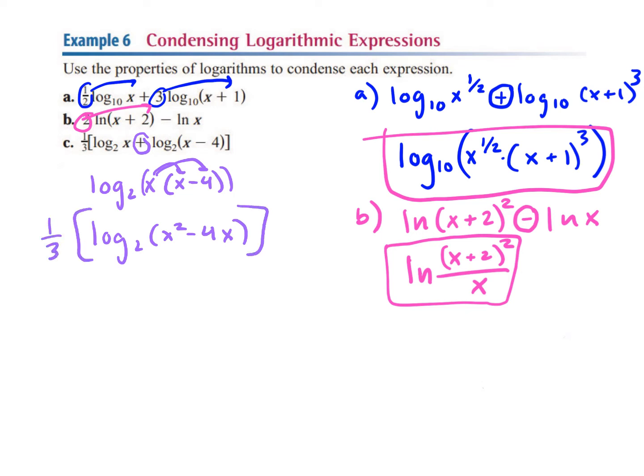And I have that 1/3 outside. What can I do with that 1/3? No. It's being multiplied out front, so I bring it to the top. That's the exponent. So log base 2 of x squared minus 4x to the 1/3 power.